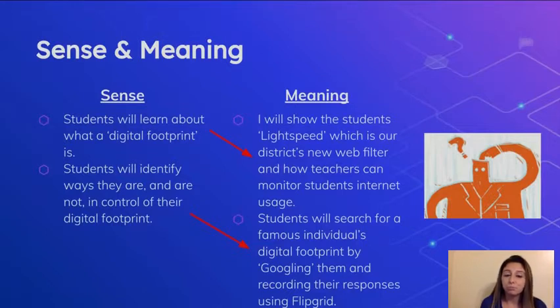And then another example of sense and meaning is students will identify ways they are and are not in control of their digital footprints. So students will research a famous individual's digital footprint by Googling them, and then they will be recording their responses and what they find out using Flipgrid.